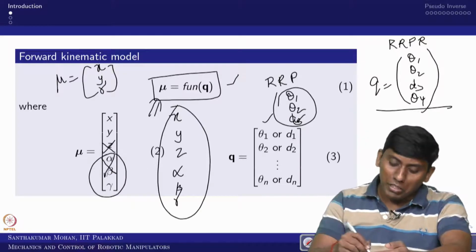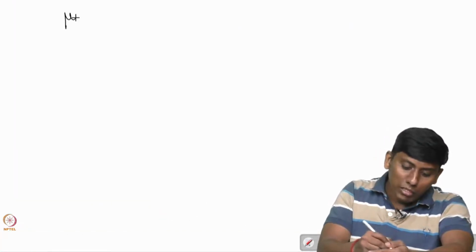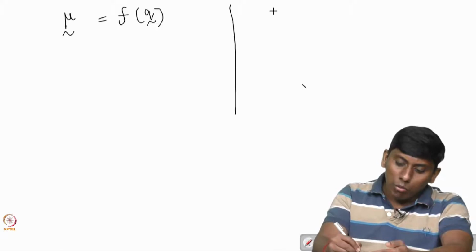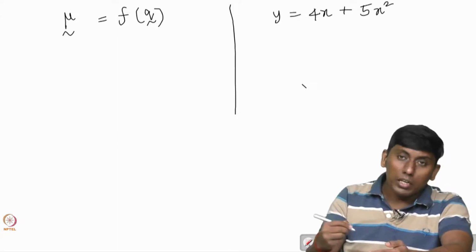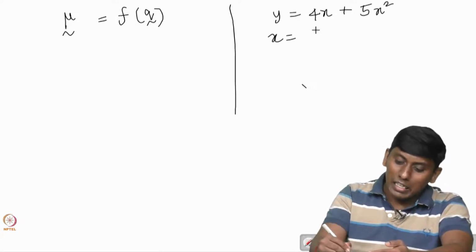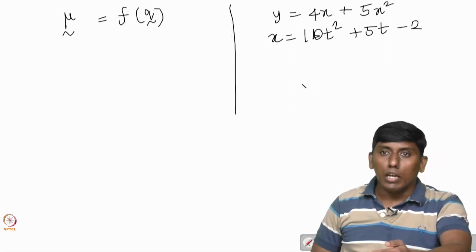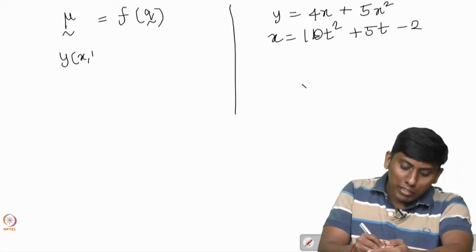But if you differentiate this with respect to time, what you are doing is, you have mu as a vector, and this is a function of q, which is another vector. Now I am just giving an idea. Say y is 4x plus 5x squared, where x is, probably, 10t squared plus 5t minus 2. Now if the equation is like this, y is also a function of t, but it is a function of x and t. So x is a function of t.